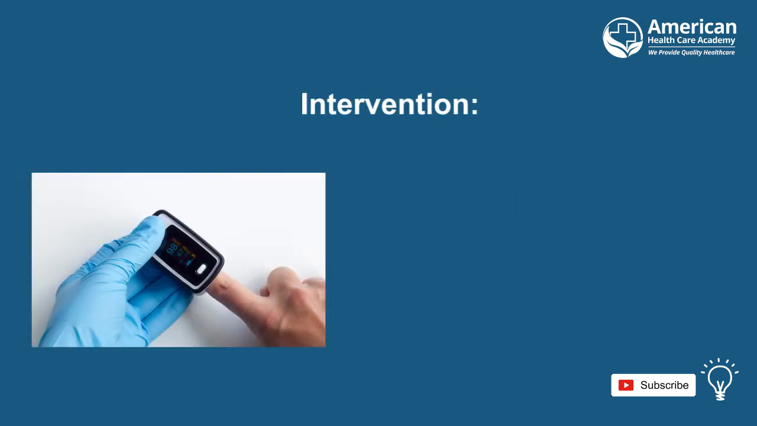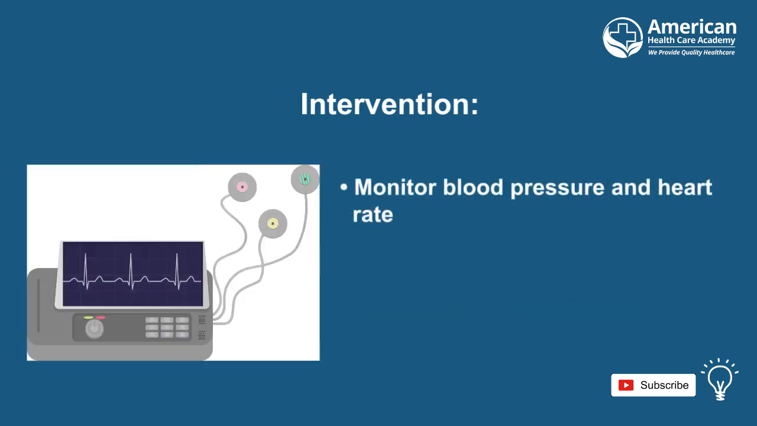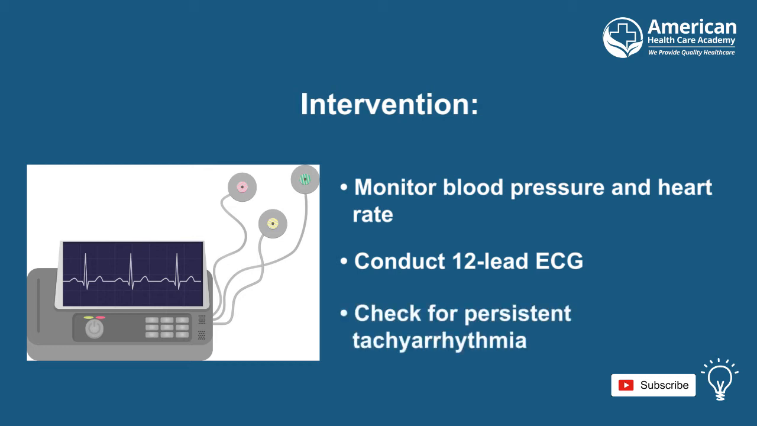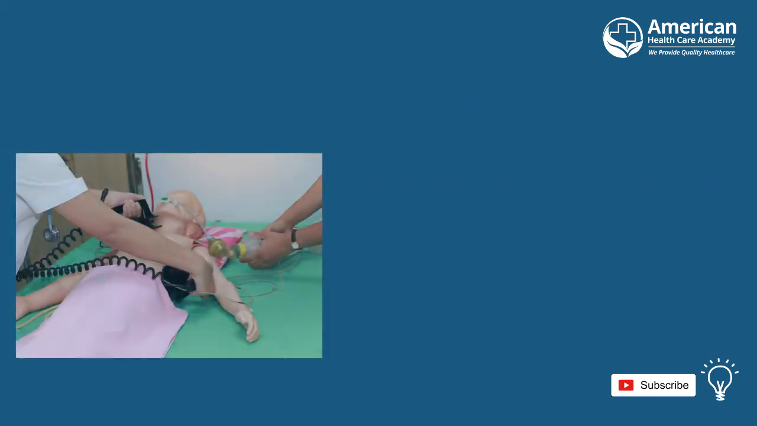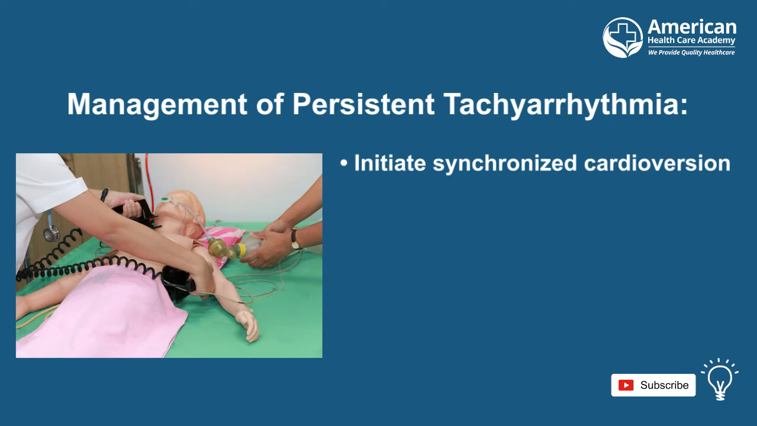Start with interventions. Maintain the patient's airway. Help with breathing and give oxygen if the patient is hypoxemic, and monitor her oxygen saturation. Monitor blood pressure and heart rate, conduct a 12-lead ECG, and diagnose the patient. Check for persistent tachyarrhythmia. For management of the patient, if persistent tachyarrhythmia has been diagnosed, you need to initiate synchronized cardioversion in the following doses, depending on the diagnosis classification.